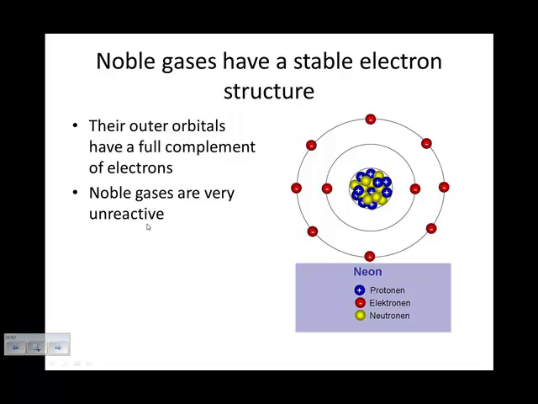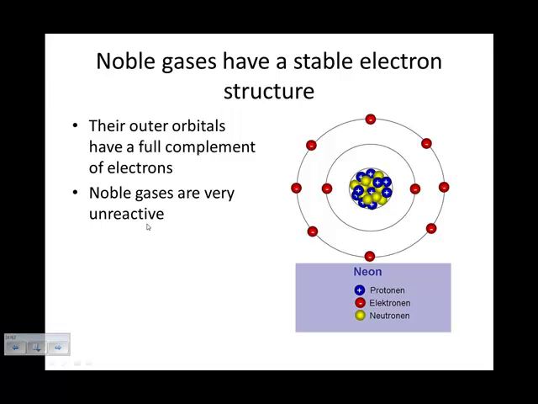So noble gases have a very stable electron structure. That means that how many electrons in its valence shell? It's eight, and the maximum number of electrons that can be held in the second shell is eight for anybody, right? So its outermost, its valence shell, is full, right? So that means there's no vacancy in that shell for more electrons. That causes noble gases to be stable. That means when we say they're stable, that means they're very unreactive.